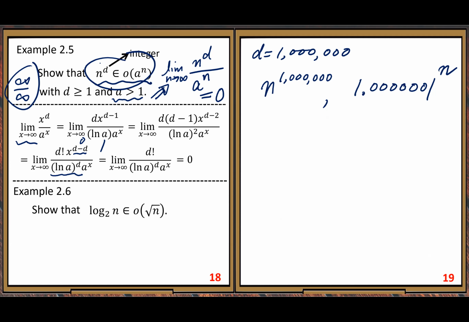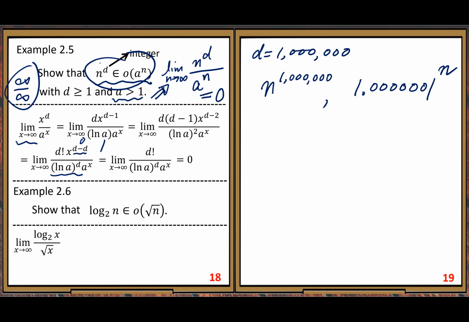This time, log base 2 of n belongs to little o of the square root of n. So this time, let's apply L'Hopital's rule another time. Let us write the continuous variable version for x. Then we can take the derivative of numerator and denominator.